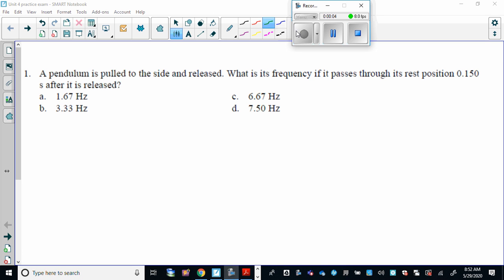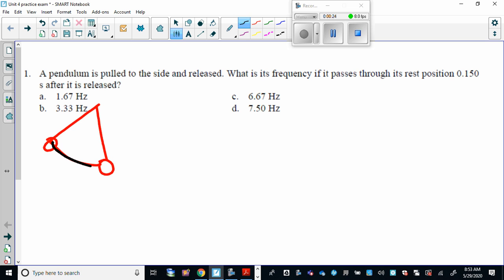Practice exam for Unit 4, question number 1. A pendulum is pulled to the side and released. What is its frequency if it passes through its rest position 0.15 seconds after it's released? So, we have a pendulum, it's pulled to the side and released.